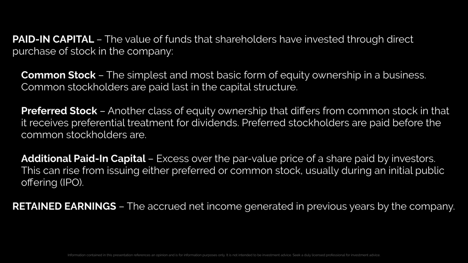Lastly, we have retained earnings. Remember, on our income statement, we saw net income. Now that net income is going to flow into retained earnings on our balance sheet. So this is the accrued net income. Every year you make a little bit of net income, you add that to your balance sheet, and it slowly builds up over time, generated in previous years by the company. So when you say that the equity holders in a company will take the profits, this is exactly how they do so. It goes into the retained earnings, and that builds up the equity portion there.